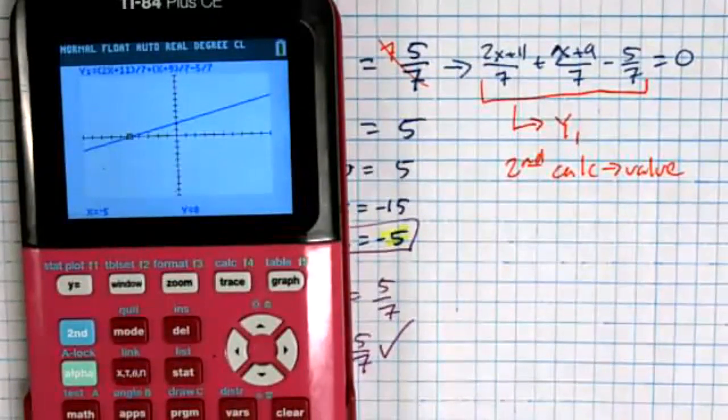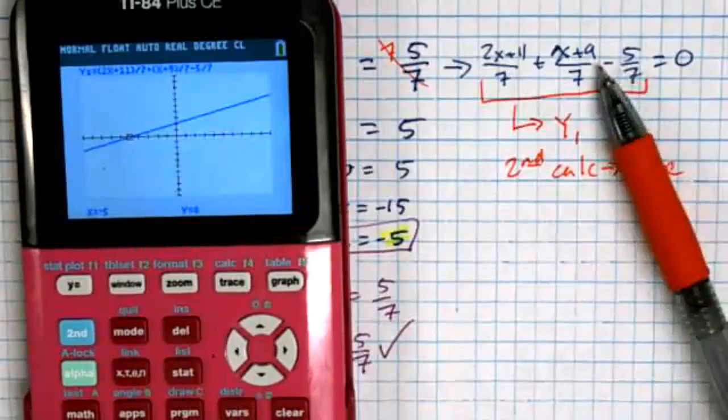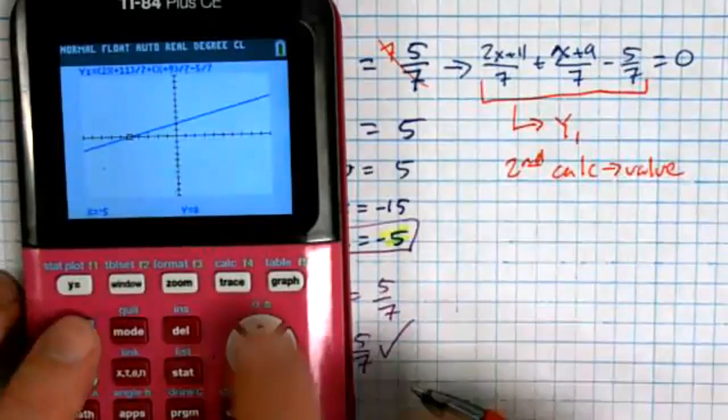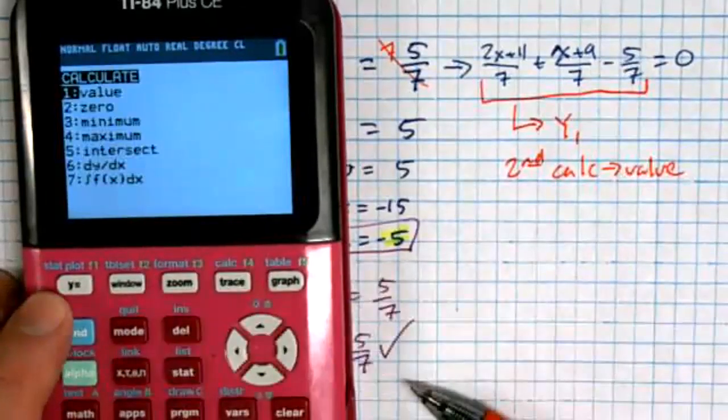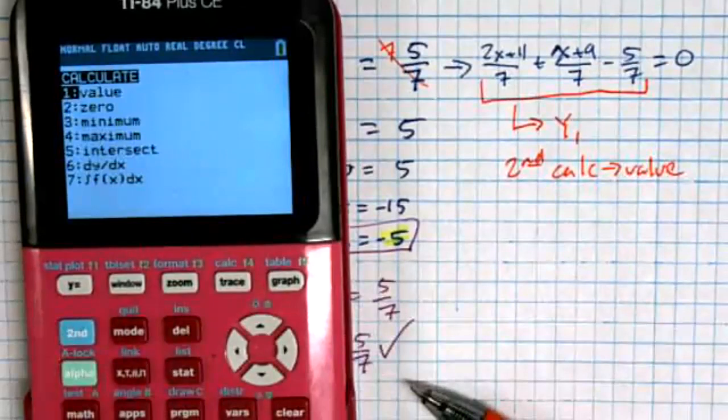There is a third way to do this, also using the calculator. I want to show you this as well. Don't think we've used this in this class yet. We could take this thing and find the zeros of it. So this is also in the second calculate menu. So go to your calculate menu and choose option 2, which is 0.